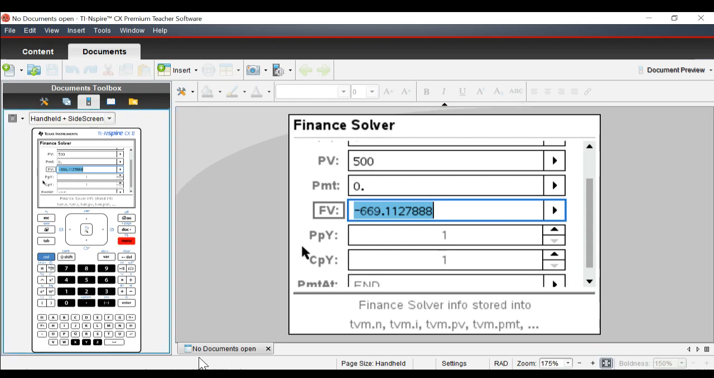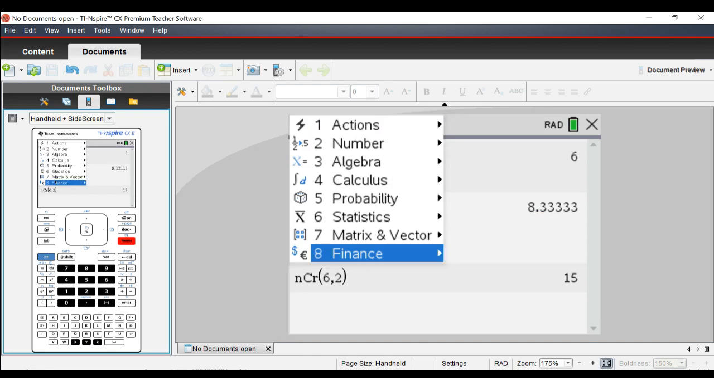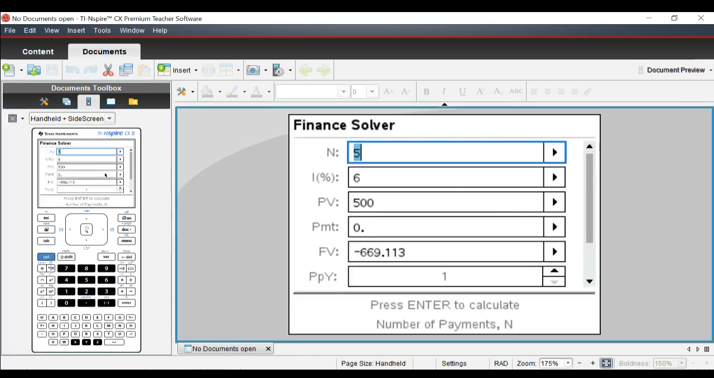If you can't remember how to get in there, let's get out. So you just simply go to menu, go to Finance Solver. Bosh.